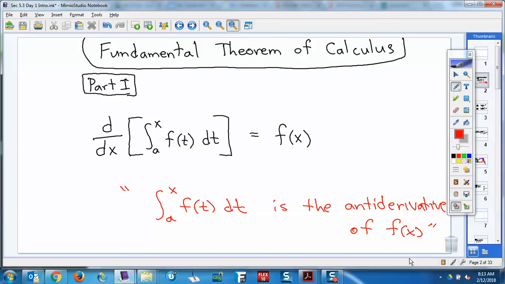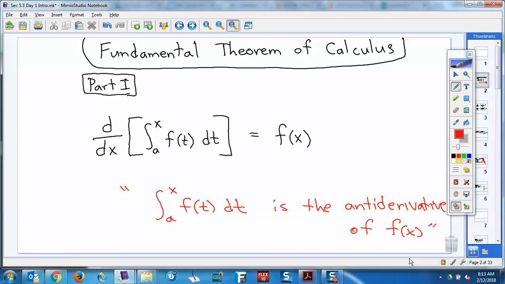The derivative of sine is cosine. So the antiderivative of cosine, that's what it meant. The antiderivative of cosine is sine because the derivative of sine is cosine. The antiderivative of x is 1/2 x squared because the derivative of 1/2 x squared is x, okay?